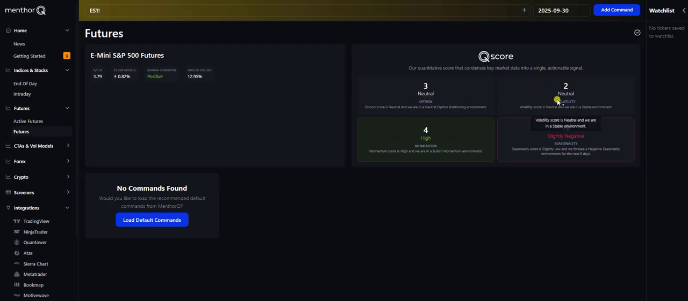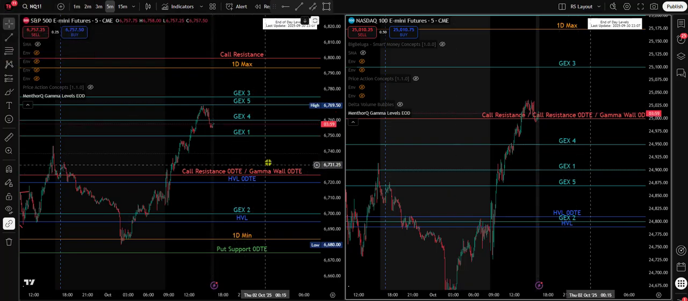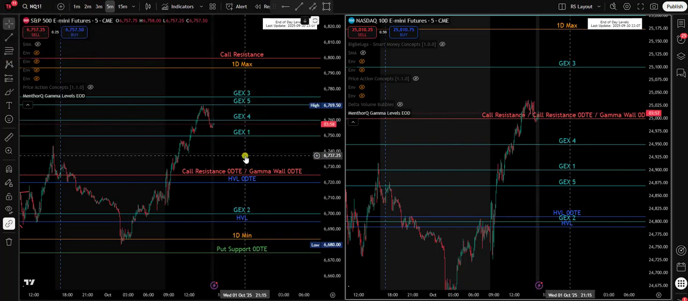The momentum is high. The seasonality is slightly negative. And this is for the E-mini S&P 500 futures. Options are neutral. Volatility is neutral. Momentum is high. And you can take all the classes to show you what this means and how to use that in your trading.